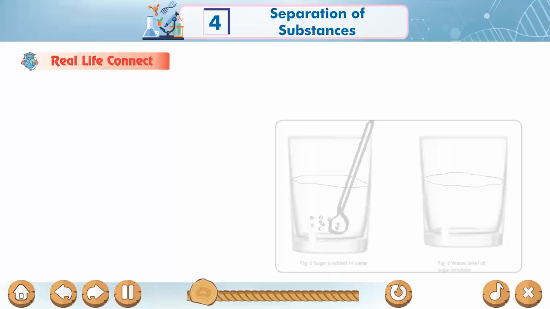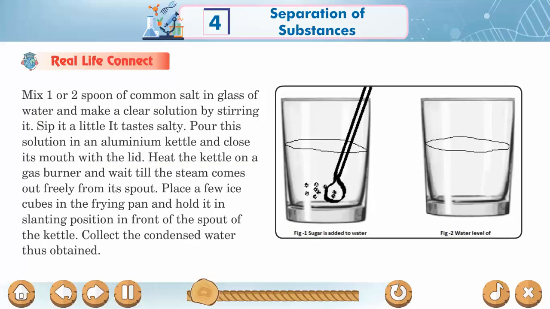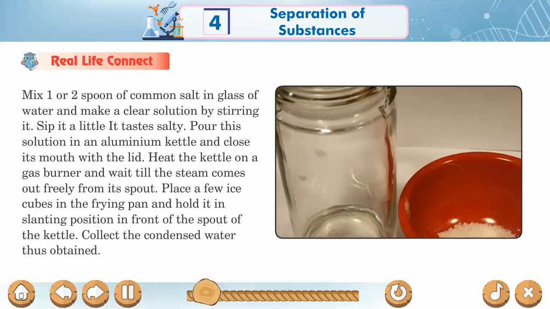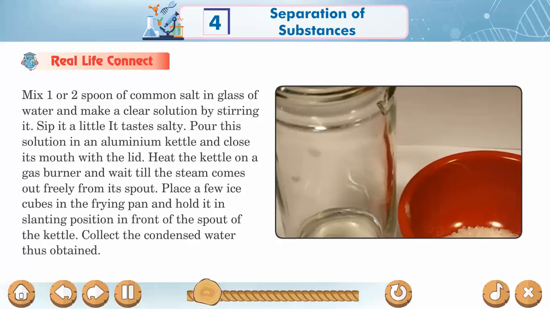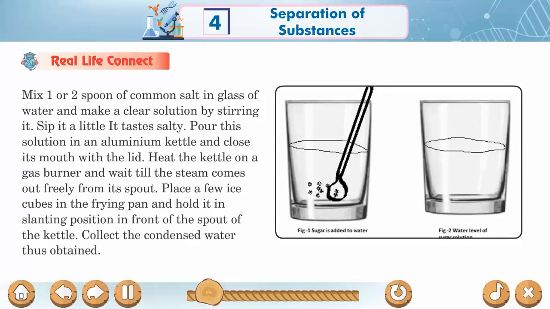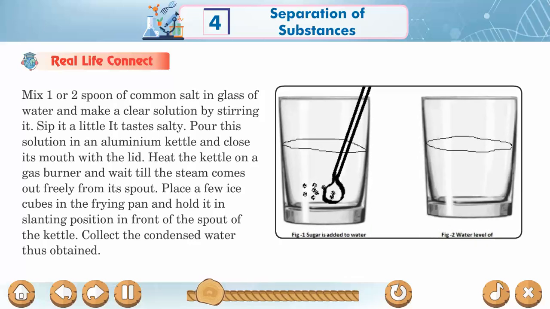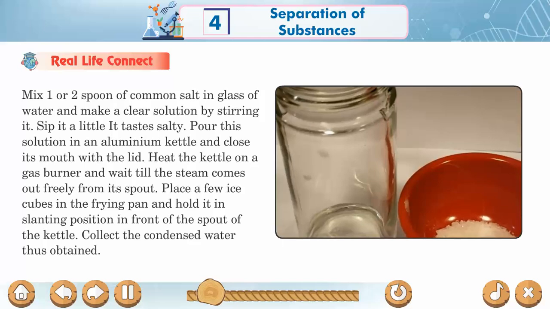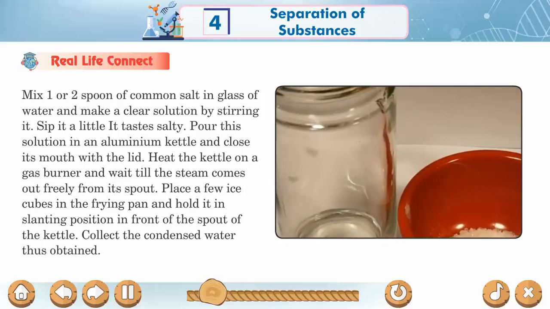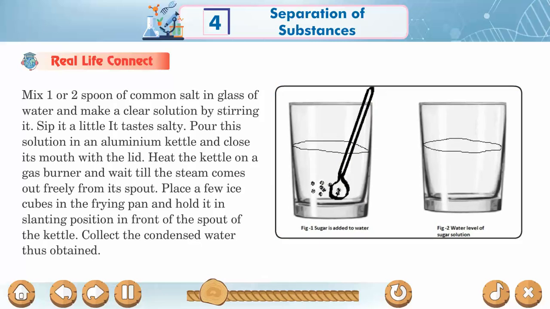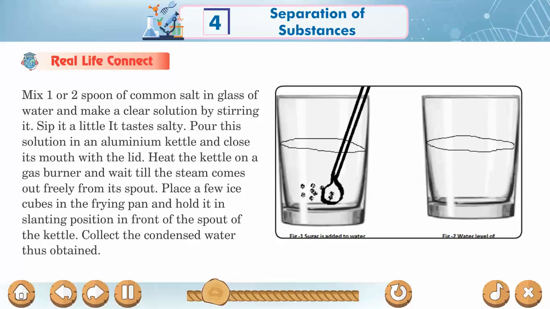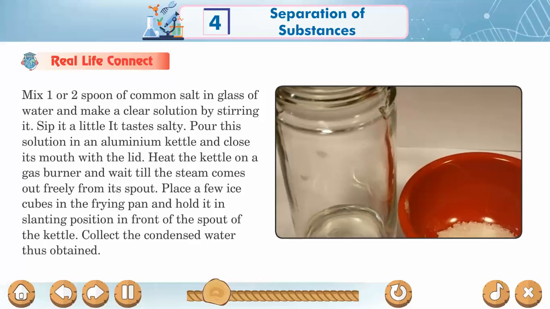Real life connect. Mix 1 or 2 spoons of common salt in a glass of water and make a clear solution by stirring it. Sip it a little. It tastes salty. Pour this solution in an aluminum kettle and close its mouth with the lid. Heat the kettle on a gas burner and wait till the steam comes out freely from its spout. Place a few ice cubes in the frying pan and hold it in a slanting position in front of the spout of the kettle. Collect the condensed water thus obtained.